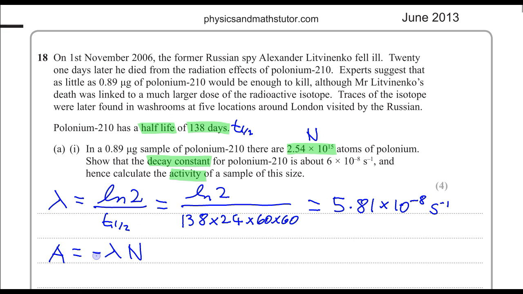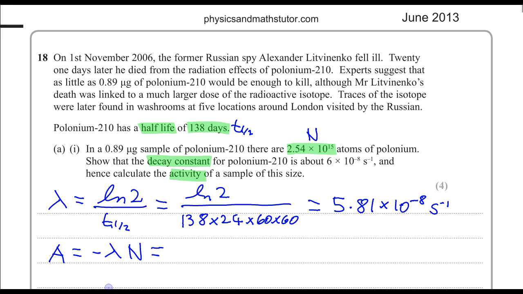The minus sign shows that the number is decreasing. So as atoms decay, the number present will be decreasing, which is represented by the minus sign.